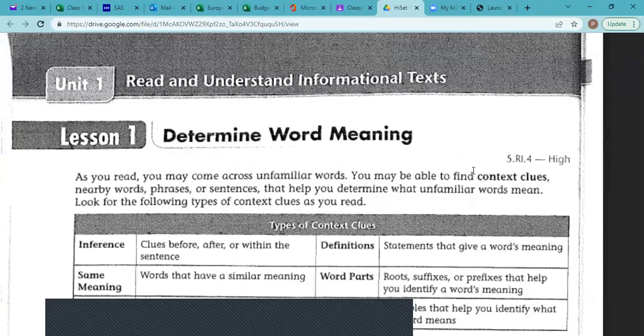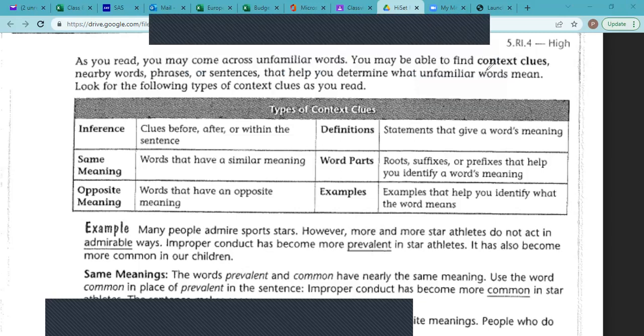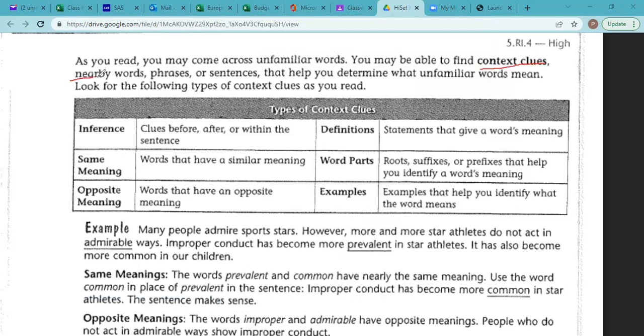This may not exactly have to do with our construct meaning, but it does have a lot of good details in here that we need to know, especially these top definitions. So it says here that as you read, you may come across unfamiliar words. You may be able to find context clues. And what that means is context clues are nearby words, phrases, or sentences that are going to help you determine what unfamiliar words mean.